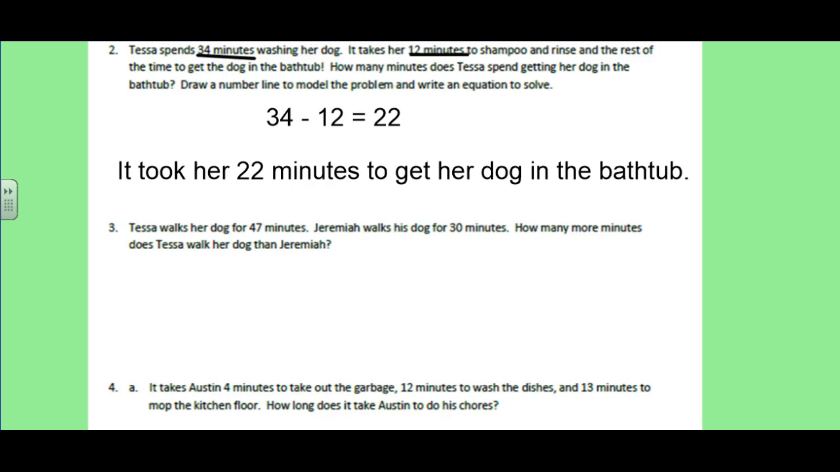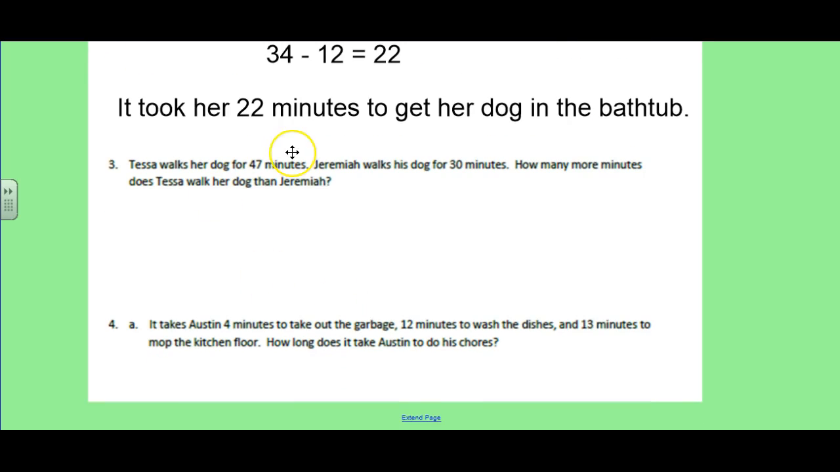Okay, so number 3 says Tessa walks her dog for 47 minutes and Jeremiah walks his dog for 30 minutes. How many more minutes does Tessa walk her dog than Jeremiah? So this one's really simple. We know Tessa takes 47 minutes and we know Jeremiah takes 30 minutes, and then these 3 words right here should be a clue where you know that you're going to be subtracting because it said how many more. So all we know is we're taking 47 minus 30, and that's going to tell us how many more minutes Tessa walks her dog than Jeremiah.